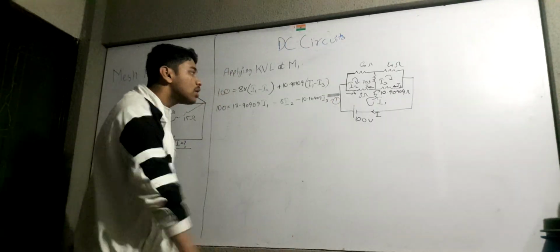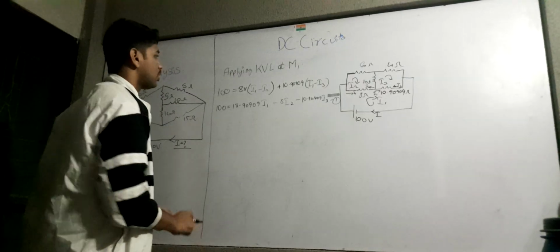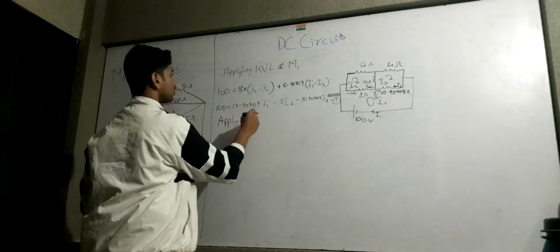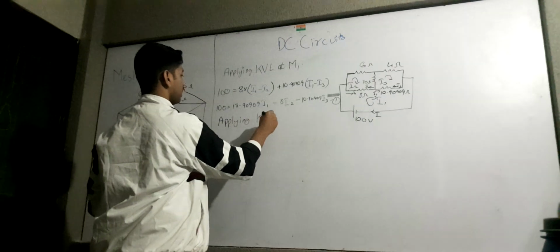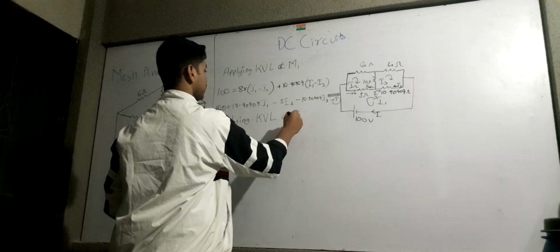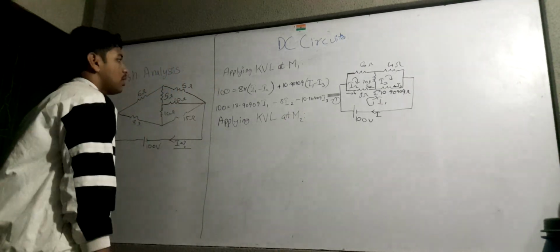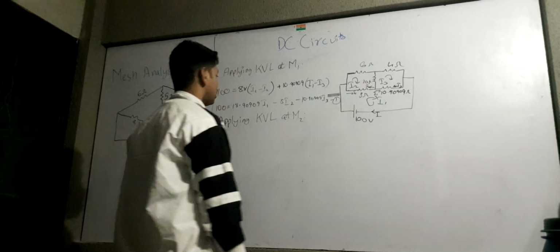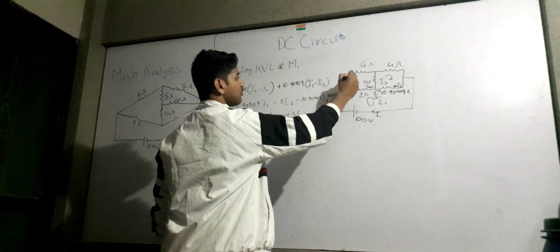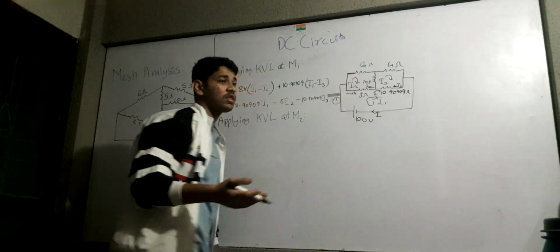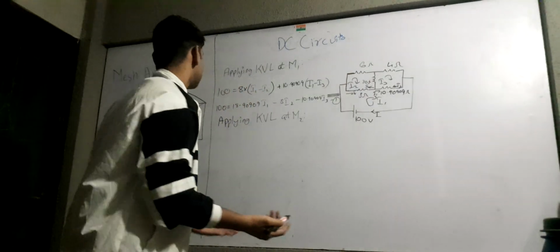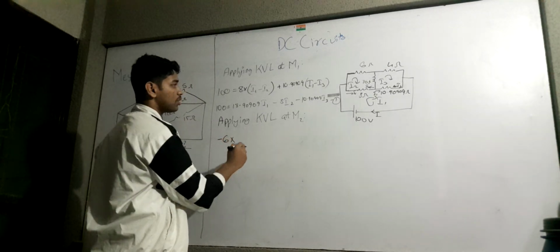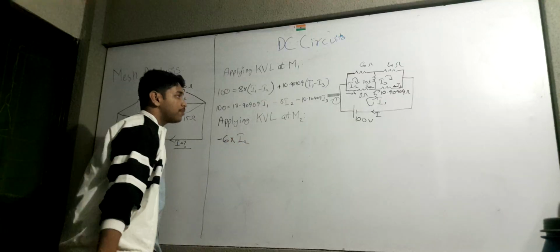Now same thing, applying KVL at mesh 2. Now we look at this one. So let's start from here. We are going from positive to negative, which means there is a potential drop. So we are going to write a minus sign, minus 6 times I2.